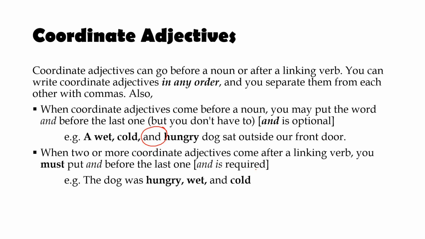When two or more coordinate adjectives come after a linking verb, you must put "and" before the last one. The word "and" is required. The dog was hungry, wet, and cold. And in this case is a must, because you use a linking verb before these adjectives, and there is no noun after the adjectives.